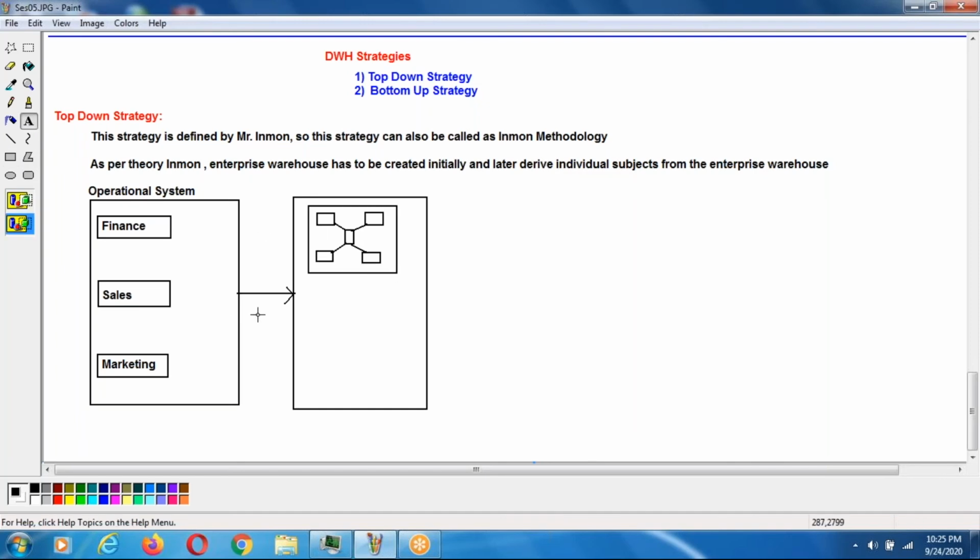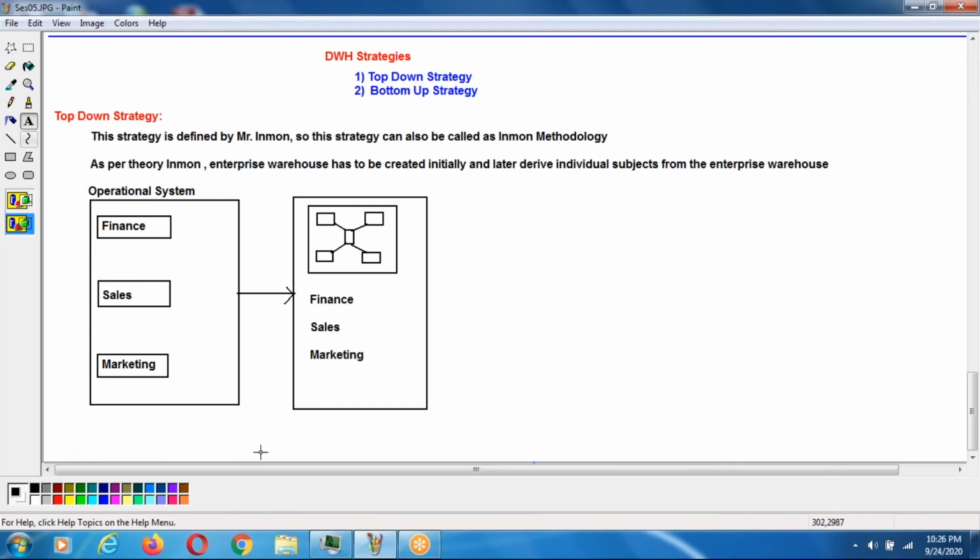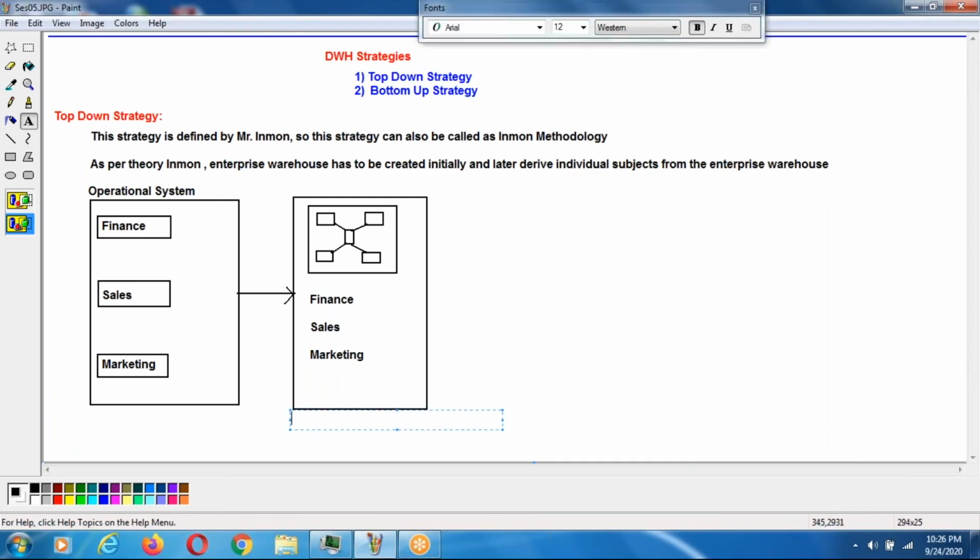So this itself is main. Here, don't consider that only 4 dimensions will be there. You'll have n number of dimensions. I am representing only 4, but you'll have n number of dimensions. So it consists of finance related data, sales related data, marketing related data. All the things will be present. So this is called an enterprise warehouse.